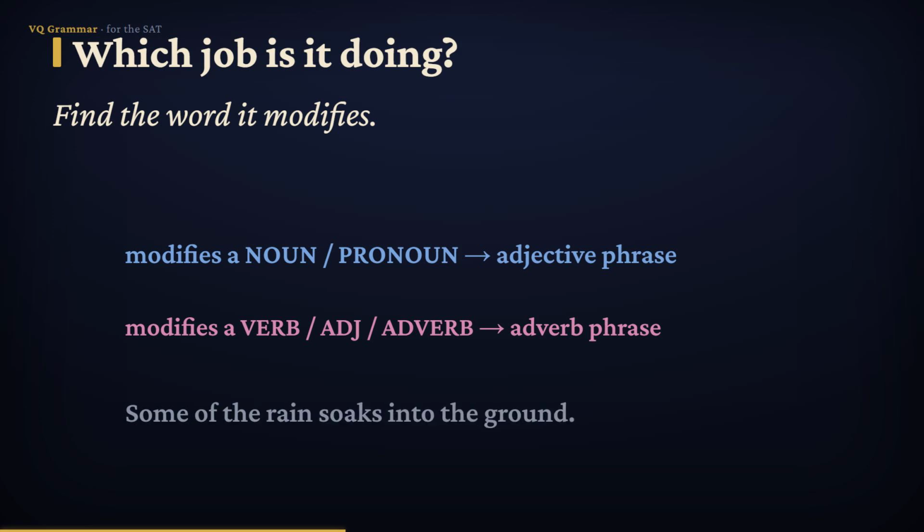Some of the rain soaks into the ground. Of the rain modifies the pronoun some, telling which ones. So that's an adjective phrase. Into the ground modifies the verb soaks, telling where. So that's an adverb phrase. Two phrases, two different jobs in one sentence.